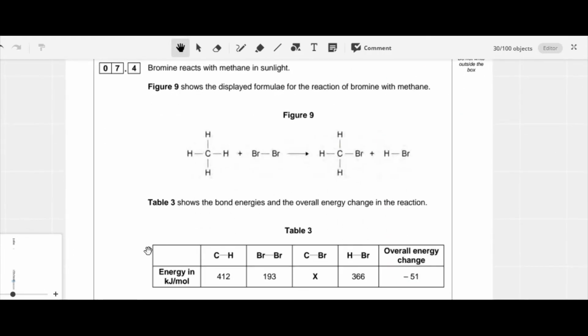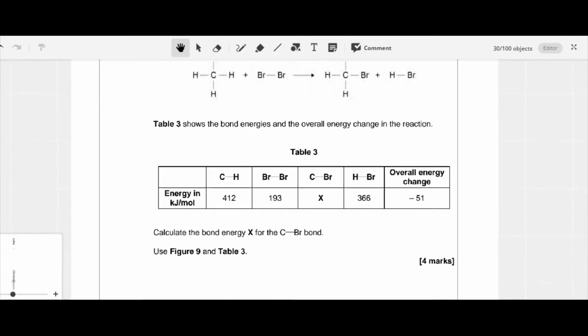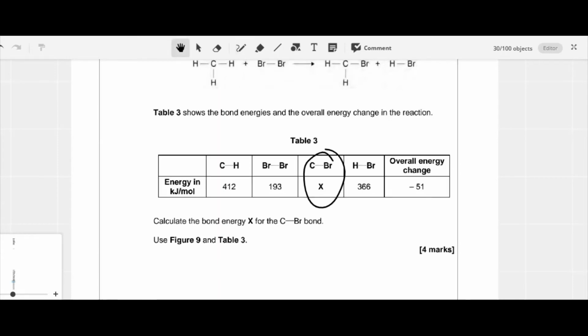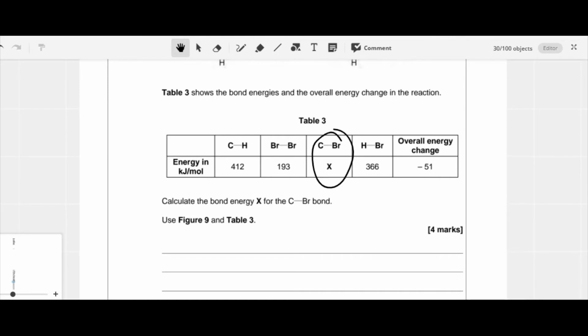Okay, now that question is very interesting. 7.4, bromine reacts with methane in sunlight. Here the equation is given, which shows the bond energies and the overall energies in the reaction. Calculate the bond energy X of C-Br. Here we need to find the C-Br bond energy X, so use Fig 9 and Table 3. Okay, now we are going to start.